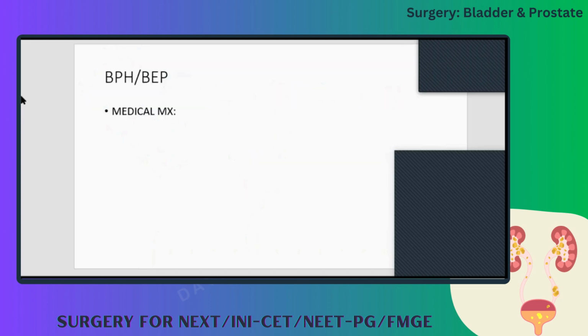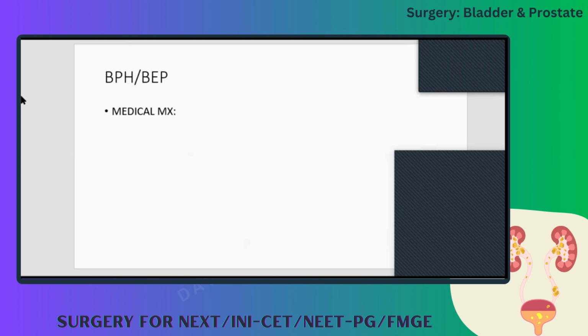Suppose BPH, benign prostatic hyperplasia, is there. Post-void residual urine is found in what conditions, sir? In which conditions do we mostly see obstruction? In all urinary obstruction like BPH, stone, stricture, there will be high post-void residual urine. Any obstruction, anatomical or pathological, there will be residual urine.